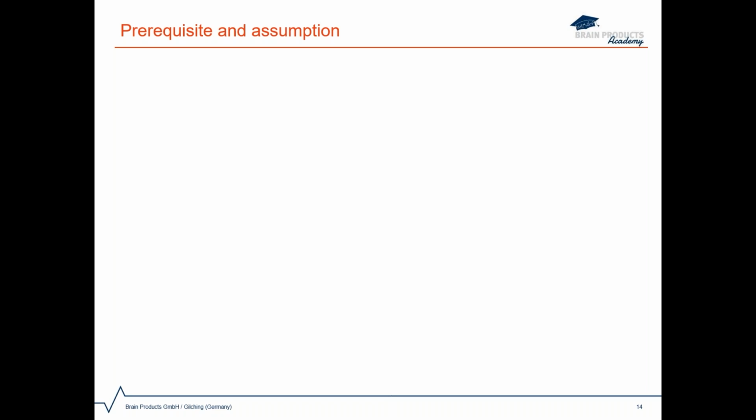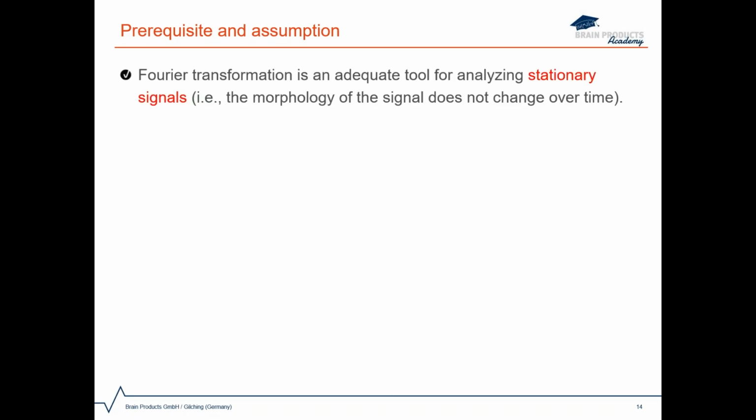There is an important assumption to remember prior to applying Fourier transform. Fourier transform is an adequate tool to analyze stationary signals. Because the result we obtain from the Fourier transform is easier to interpret if the input signal is stationary as compared to an input signal which is non-stationary. So, stationarity is the keyword in this topic.